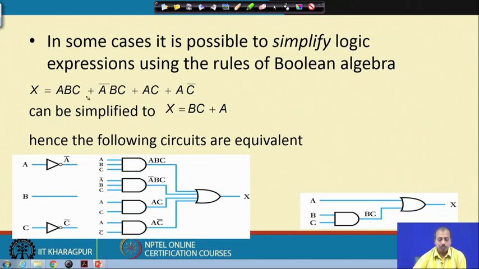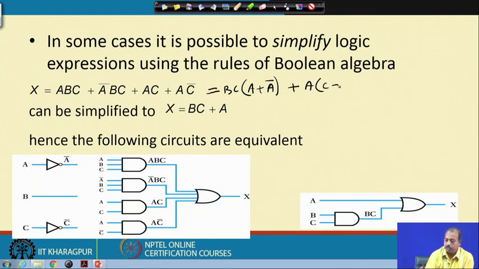But this whole expression can be simplified to B C plus A. You can just do this simplification. From the first two terms, you can take B C common, and this is A plus A bar. Similarly, from the next two terms you can take A common, so it is C plus C bar. A plus A bar is equal to 1 and C plus C bar equal to 1. So, the simplified form is B C plus A.